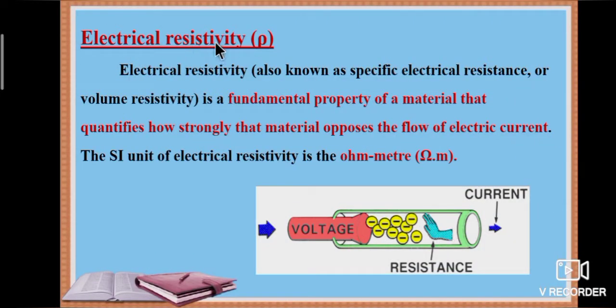Next, electrical resistivity. Electrical resistivity, also known as specific electrical resistance or volume resistivity, is a fundamental property of a material that quantifies how strongly that material opposes the flow of electric current. The SI unit of electrical resistivity is ohm meter.